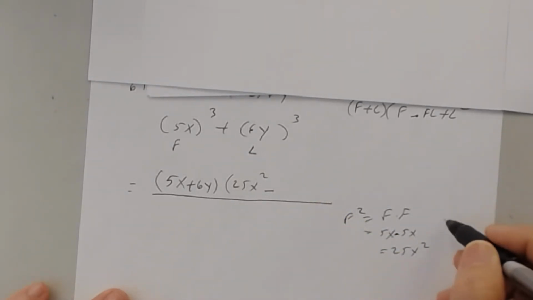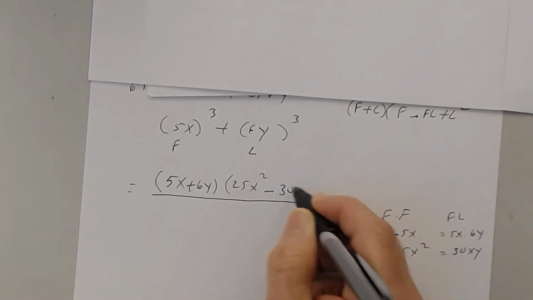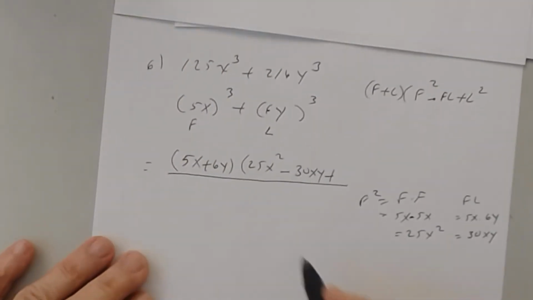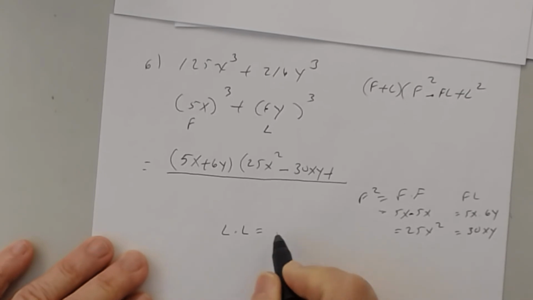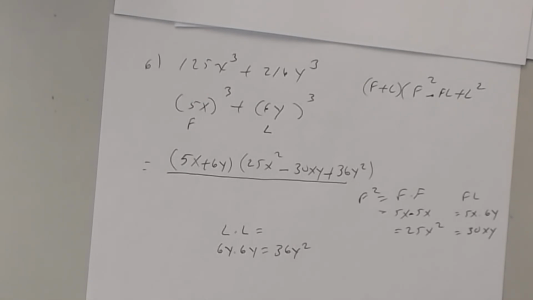Minus. Now let's talk about FL. FL means F times L. F in this case is 5x. L in this case is 6y. What do you get? 30xy. Plus L squared. L times L. What's L in this case? 6y. What's 6y times 6y? And there's your answer. You're done. That's all this is. It's not difficult, just using a formula.